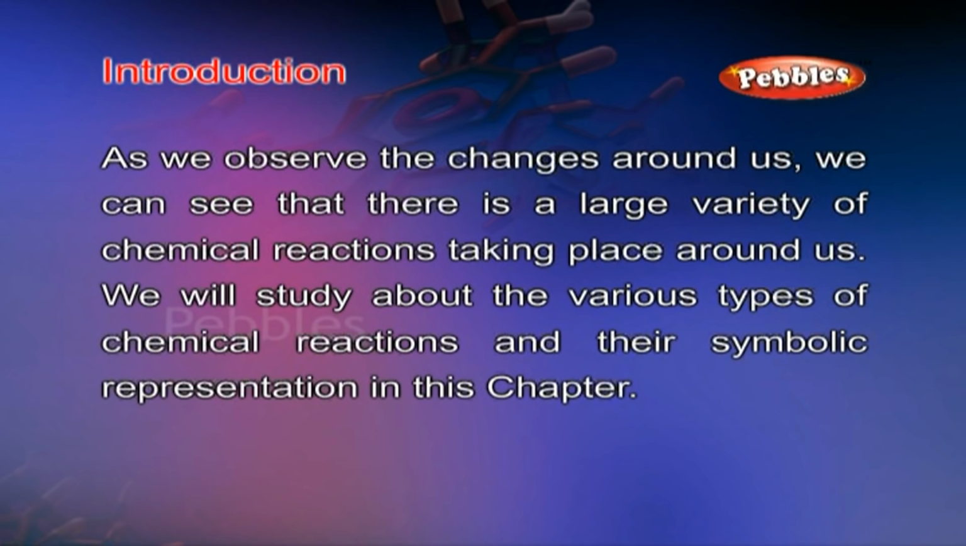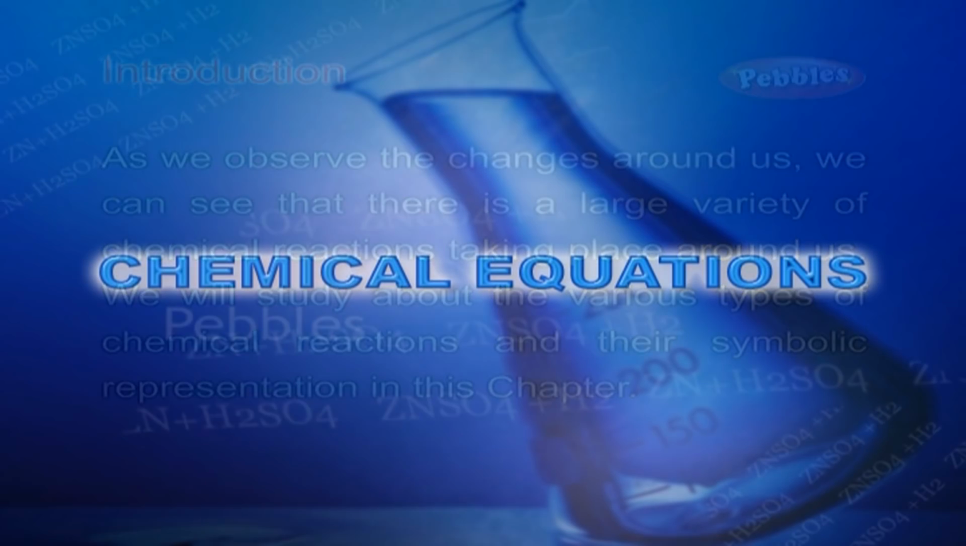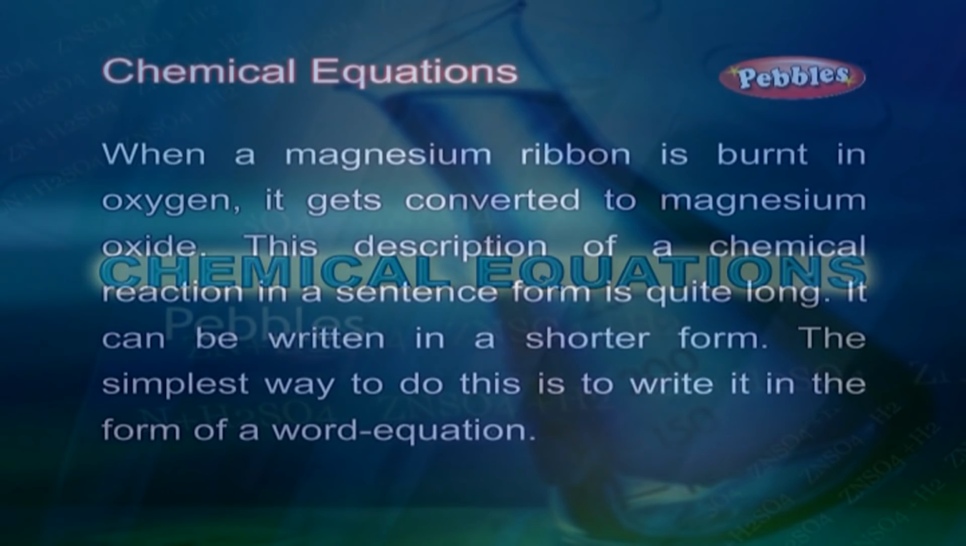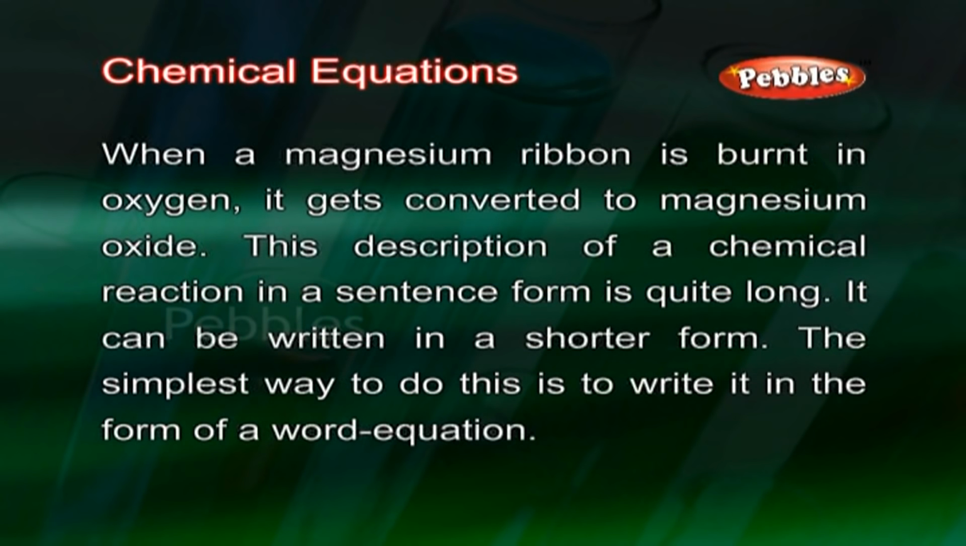As we observe the changes around us, we can see that there is a large variety of chemical reactions taking place around us. We will study about the various types of chemical reactions and their symbolic representation in this chapter. Chemical equations. When a magnesium ribbon is burnt in oxygen, it gets converted to magnesium oxide. This description of a chemical reaction in a sentence form is quite long. It can be written in a shorter form.